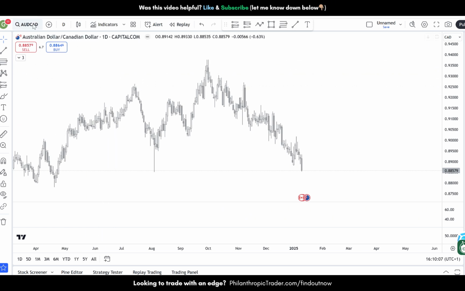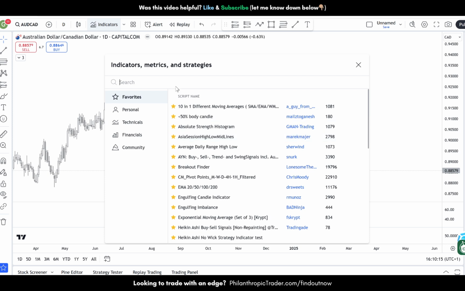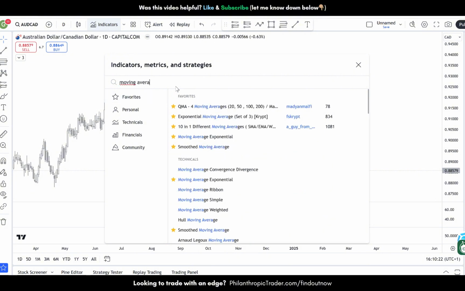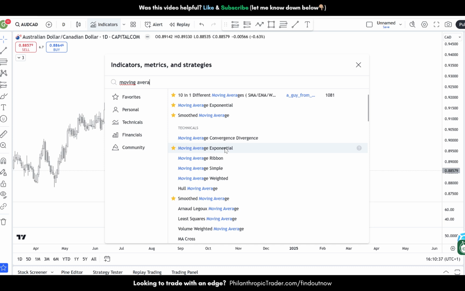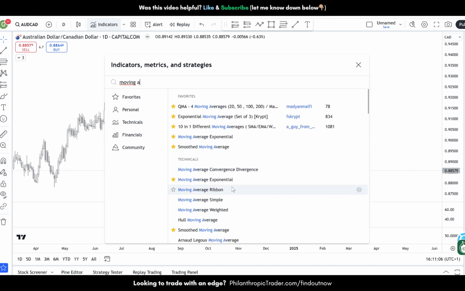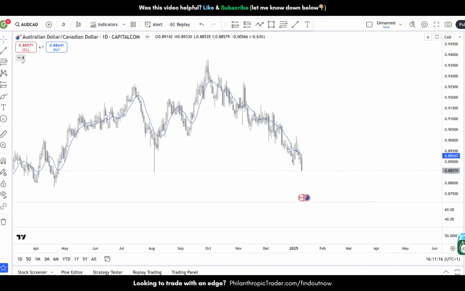Over here we have the toolbar, and we see here the section indicators. So I click on that, and one of the most popular indicators ever is the moving average. We have a few listed over here: the exponential, the simple, the smoothed. There are many moving average types, but the indicator that even the institutional traders use the most is the simple moving average. It's just a simple moving average.